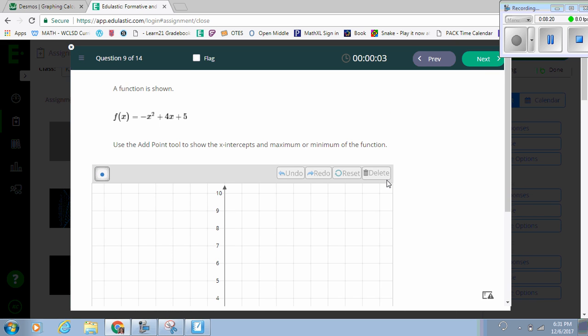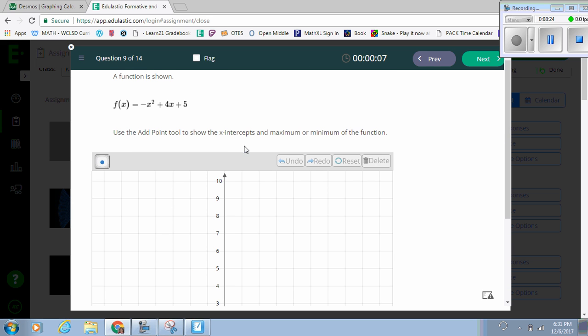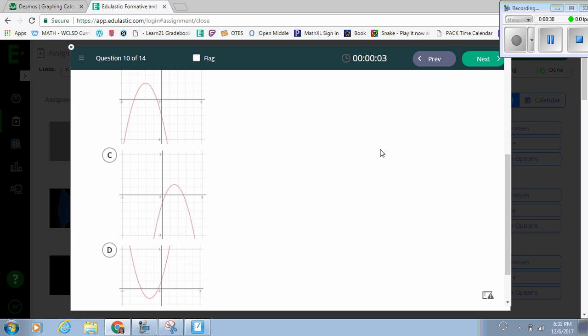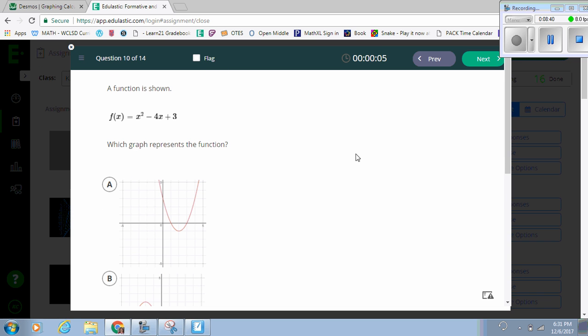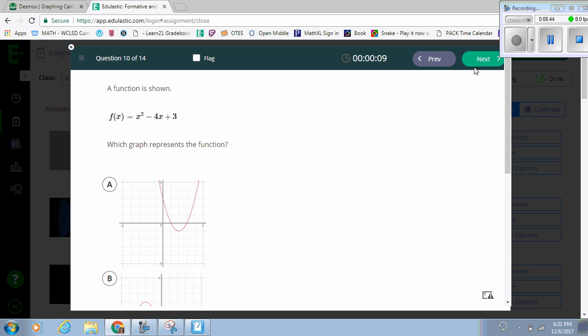This is the same thing as just plotting the points. You just need to plot 3 points, the x-intercepts and the vertex. But you don't have specific points that you need to use for this one. You just use this button 3 times. Okay, this one is which graph represents the function. Again, just plug it into Desmos, see which one looks the exact same.